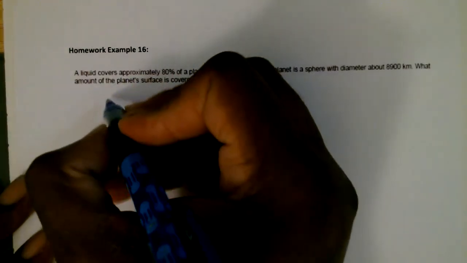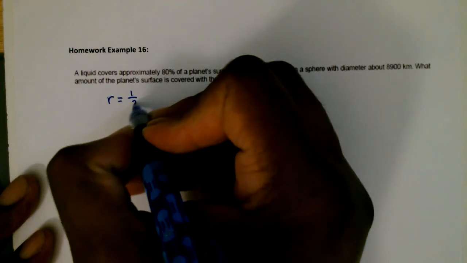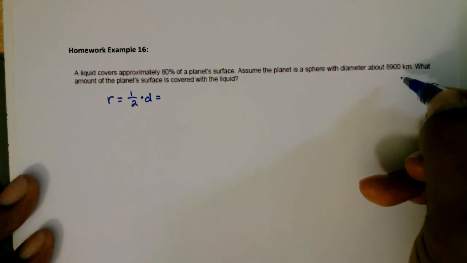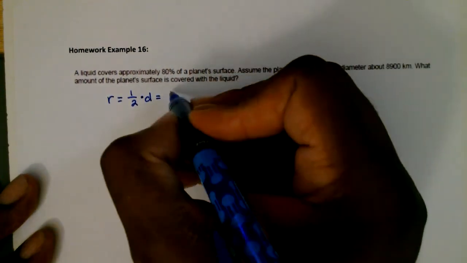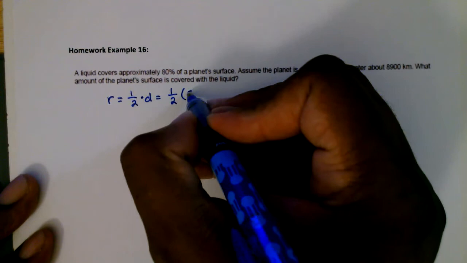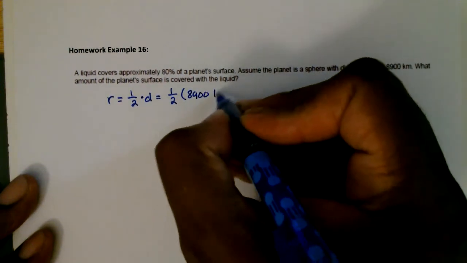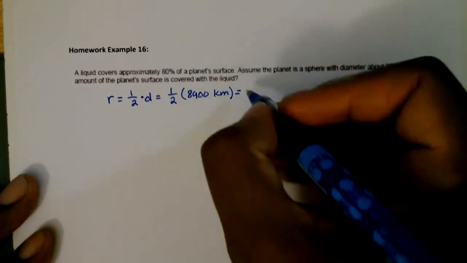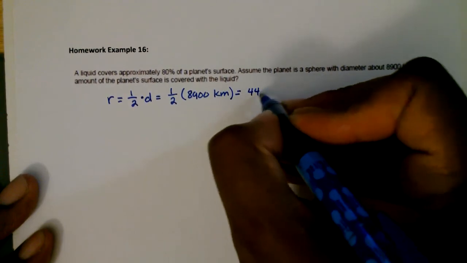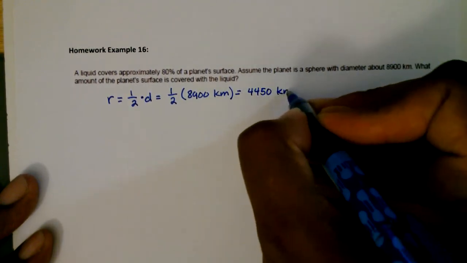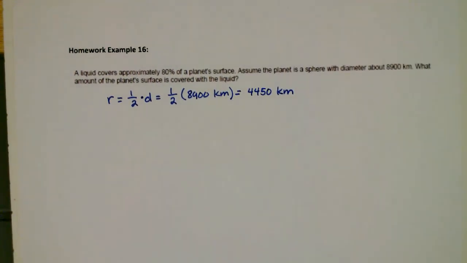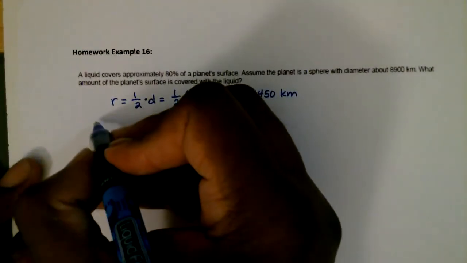So our radius, R, is going to be 1/2 the diameter, which is going to be D. That diameter was 8,900. So if I take 1/2 of 8,900 kilometers, I would get 4,450 kilometers. That would be your radius of that sphere, or the radius of the planet, which is in the shape of a sphere. And then we can find the surface area.